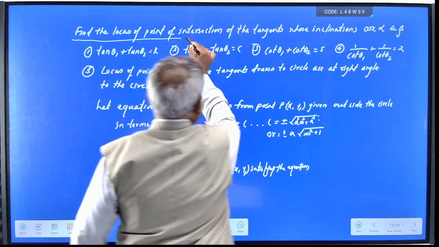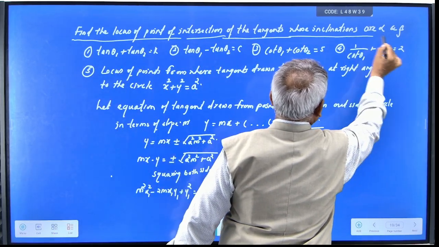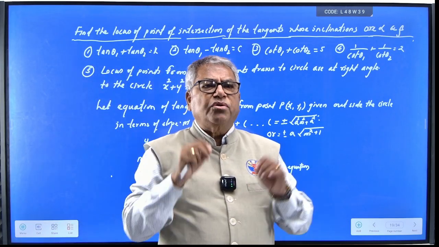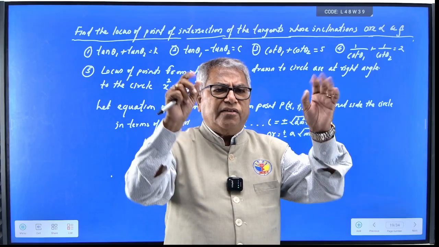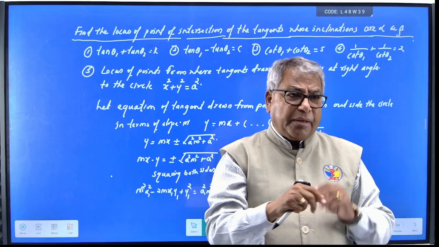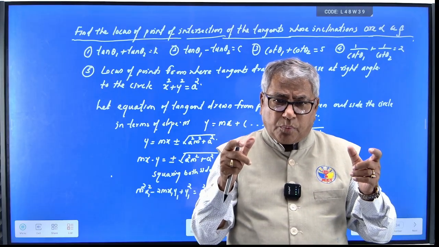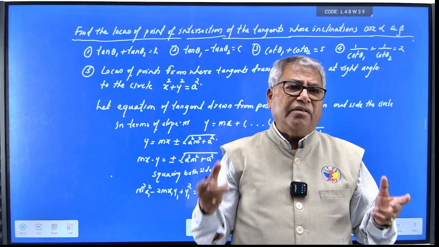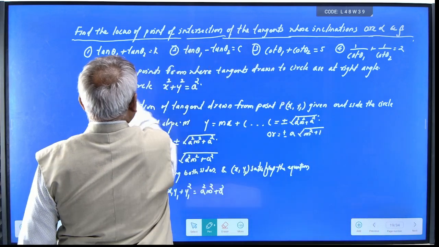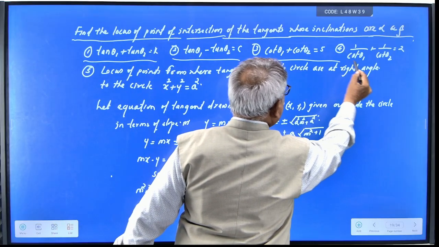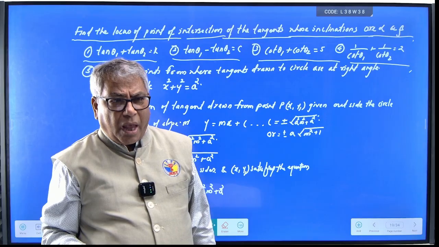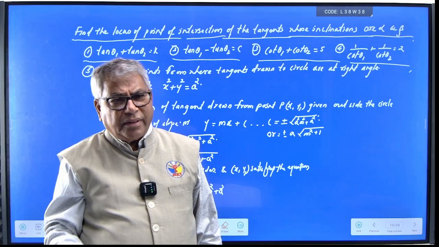Find the locus of point of intersection of the tangents whose inclinations are alpha and beta. Now, a point is given outside the circle. From that point, two tangents are drawn. The inclinations of these tangents are alpha and beta. That means tan alpha and tan beta are slopes of these two lines. Let tan alpha is equal to m1 and tan beta is equal to m2. So find the locus. This is common for the circle, parabola, ellipse, hyperbola. Then also we can do it.